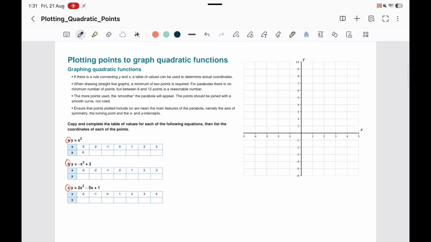But we are going to get into how, in general, we plot quadratic functions. This time, we are going to go through some examples, complete these tables, and see how it goes. The first one, y equals x squared. This is the most basic form of quadratic functions, just like the most basic form of linear functions is y equals x.